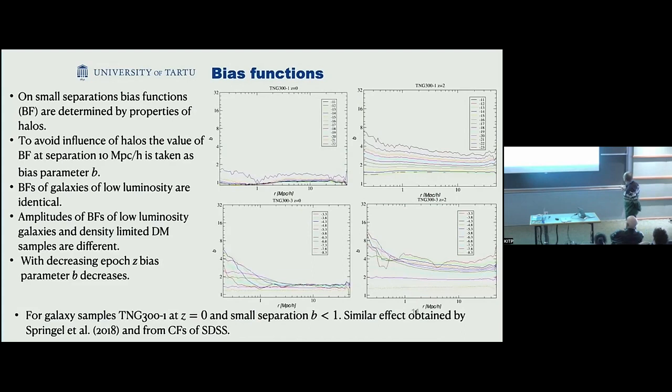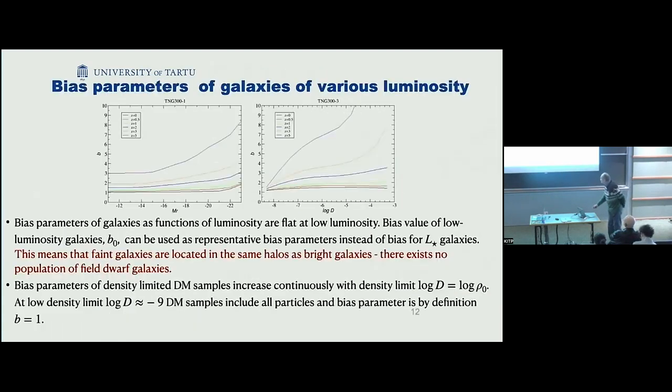Here is the magnitude limit. Here is very bright, galaxy is very faint, and they almost coincide. Now, when we take a look in more detail, here is the bias parameter, found in separations of 10, as a function of magnitude, and here log density, and here are different redshifts. We see that it is very flat here. That means that all faint galaxies have the same bias parameter as bright ones.